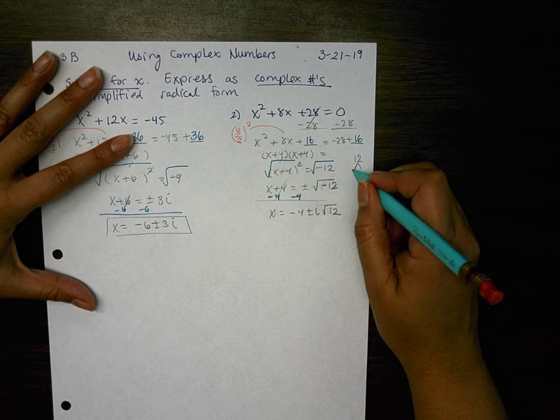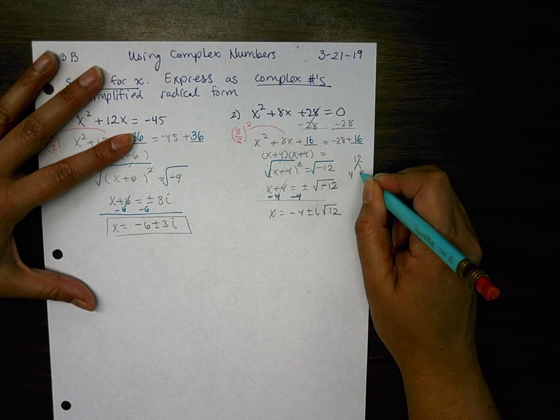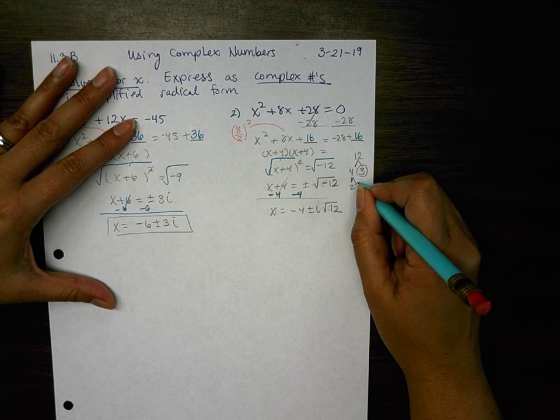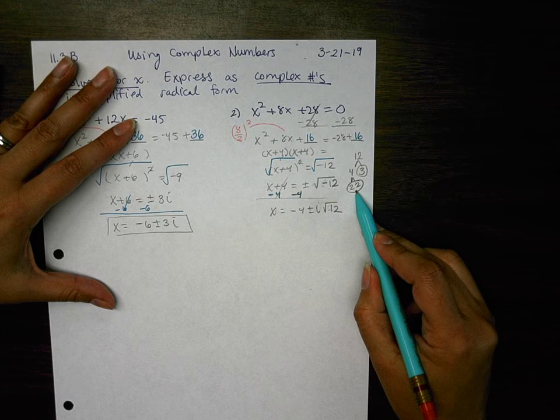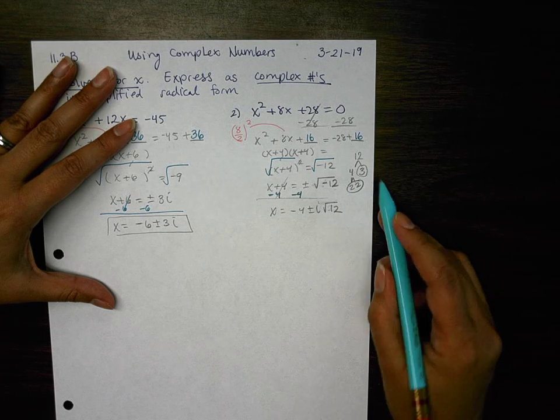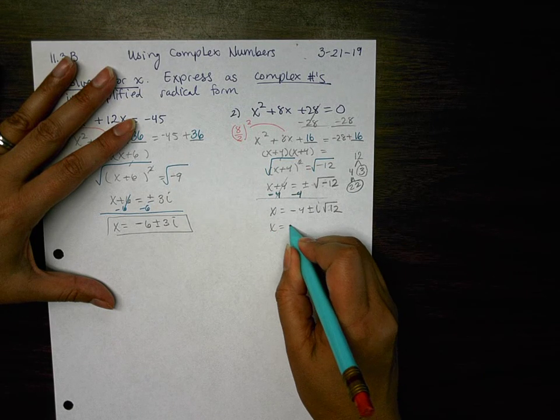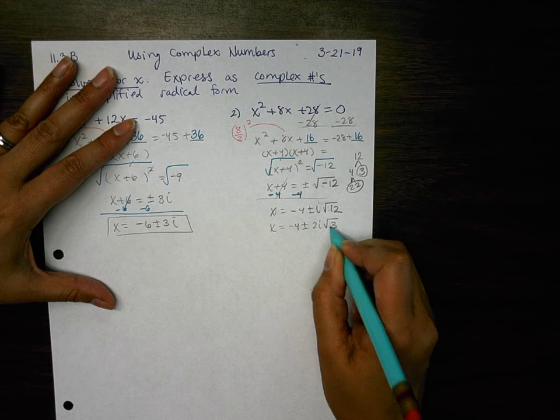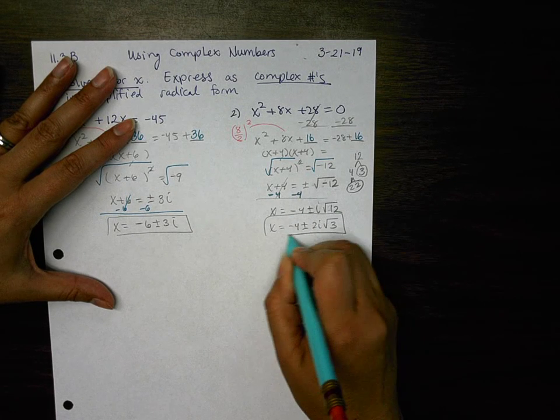12 is what? 4 times 3 or 6 times 2. And then 2 and 2, and will the 2 come out, leaving the 3 behind? Yes or no? Negative 4 plus or minus 2i root 3. Did anybody get all the way that far?